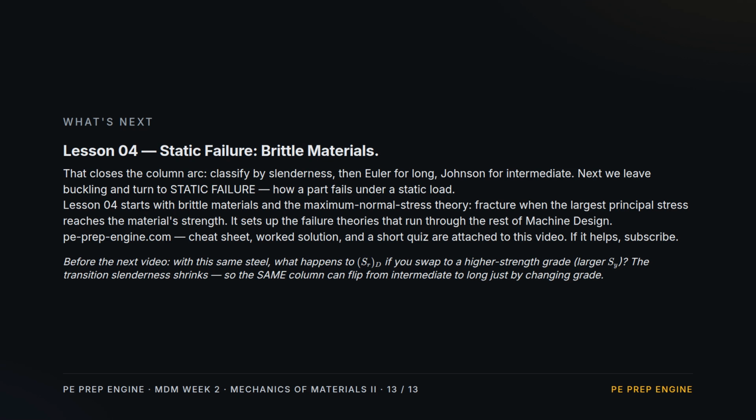Next up, Lesson 4, Static Failure of Brittle Materials. That closes the column arc. Classify by slenderness, then Euler for a long column, and Johnson for an intermediate one. From here we leave buckling behind, and turn to static failure: how a part breaks under a steady load. Lesson 4 opens with brittle materials and the maximum normal stress theory, the first of the failure theories that run through the rest of machine design.